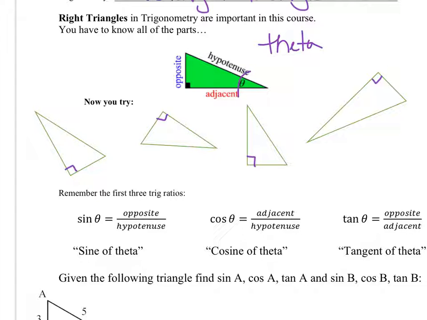So depending on what angle you're talking about, the opposite and the adjacent switch places. So adjacent is always between the right angle and the angle. So that's always your adjacent. And opposite is always, well, opposite it.